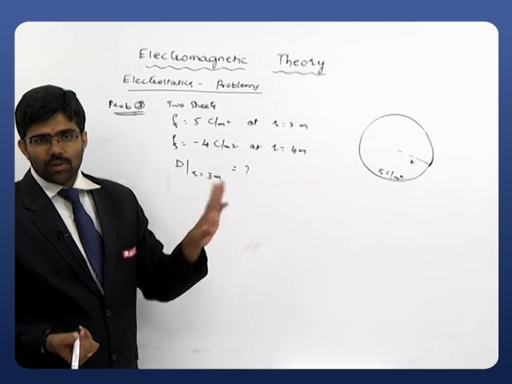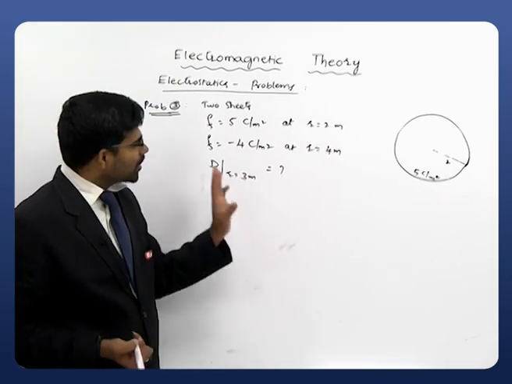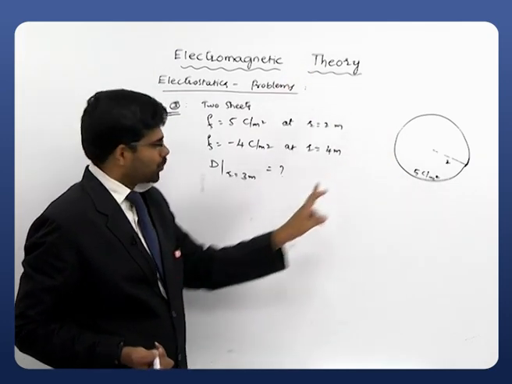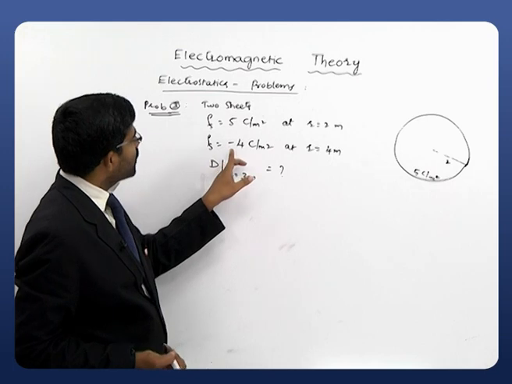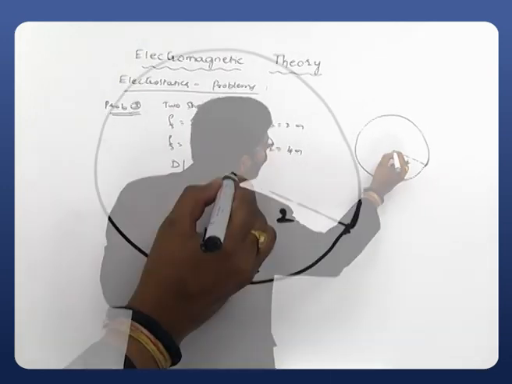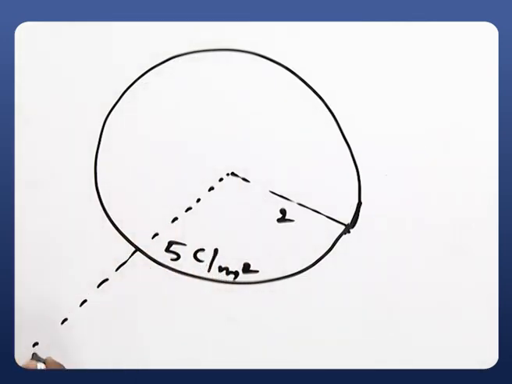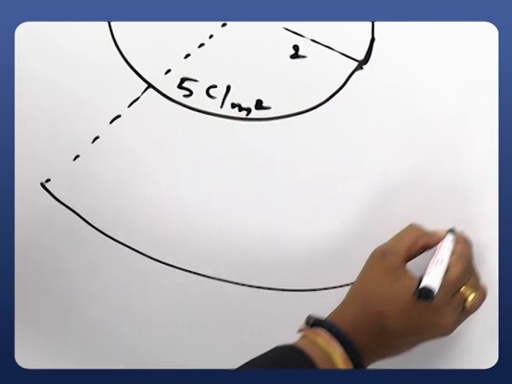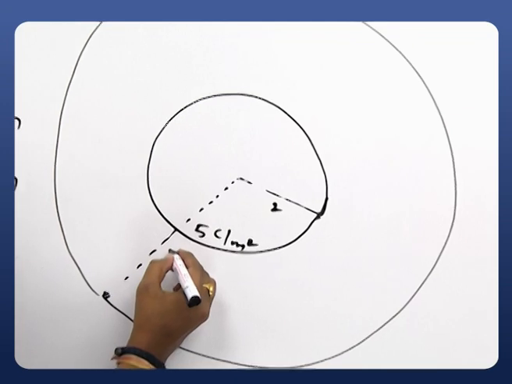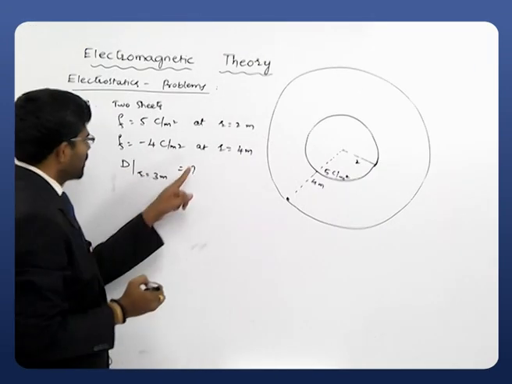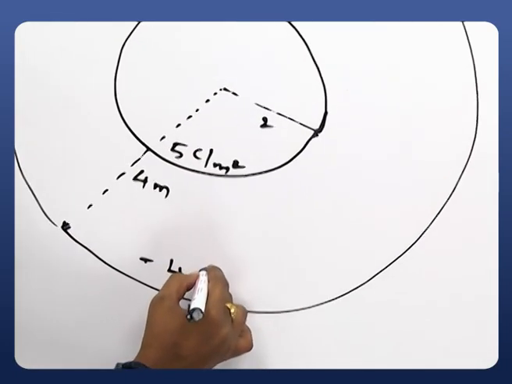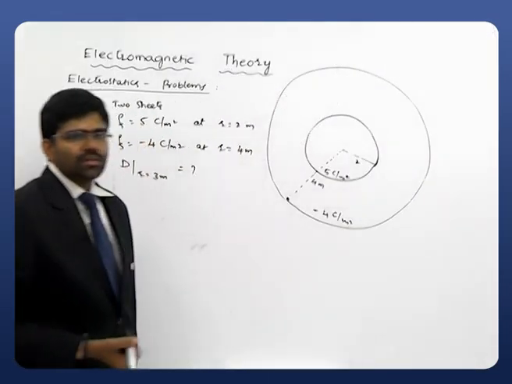The sheet length was not given. Don't bother about the sheet length. For some time just take the cross sectional view from the top side. Now, it's 5 coulomb per meter square. Next, one more cylindrical sheet was placed at r equal to 4 meter. So, the diameter of this particular cylindrical sheet is now 4 meter. So, let us take a 4 meter diameter cylindrical sheet, and on that one the charge is uniformly distributed with this quantity minus 4 coulomb per meter square.